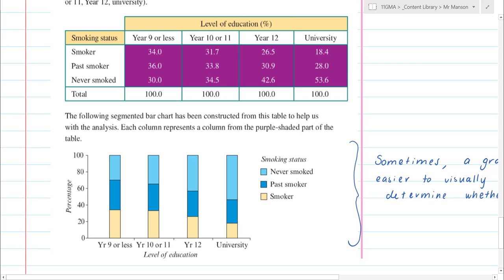If you're looking at the data and you didn't have this diagram, well, 34, 31.7, 26.5, 18.4, there's clearly a decreasing trend here. Here, 30, 35, 43, 54, there's an increasing trend there. And we probably expect this to be reasonably similar. It's a decreasing trend, but only just. So you can see decreasing trends here and an increasing trend there. Again, that shows association.